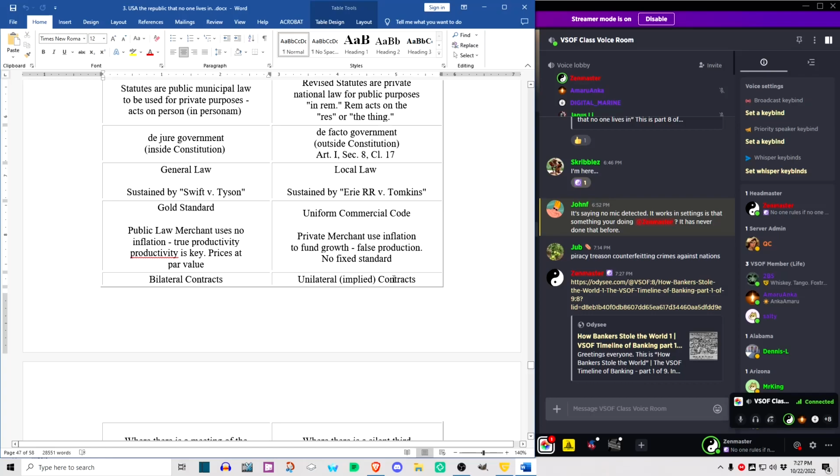This side, you have unilateral implied contracts, also better known as pledges, which is why you want to say that you're not bound by any unrevealed pledge. So in this side, these unrevealed contracts and these unilateral implied contracts, this is what creates all of the presumptions.